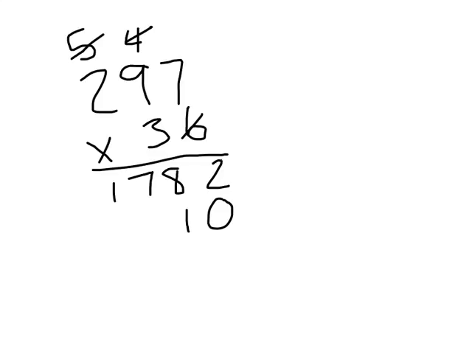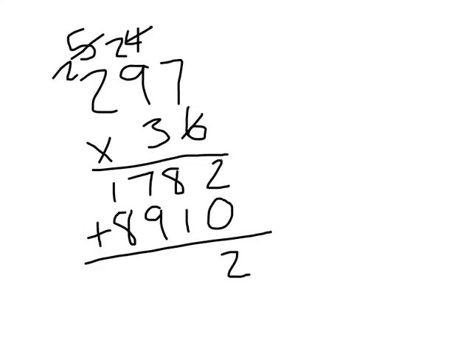3 times 7 is 21. 3 times 9 is 27, plus 2 more is 29. 3 times 2 is 6, plus 2 more is 8. My final step is to add my partial products. 2, 9, 16, 10. The final answer is 10,692.